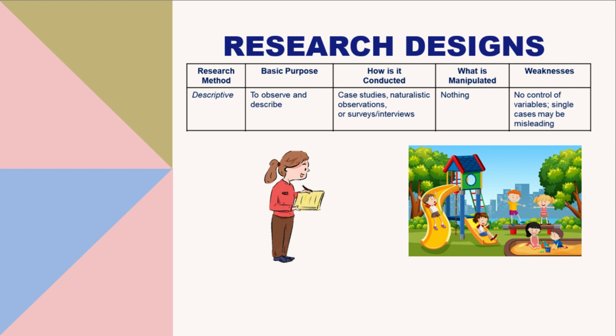For example, imagine a researcher who wants to understand the behavior of children in a naturalistic setting, such as a playground. The researcher goes to a local playground and observes children's play behaviors without intervening or manipulating any variables. They carefully record how children interact with each other, what games they play, and any instances of conflict or cooperation. This observational study provides a detailed description of the children's behavior in a real-world context.